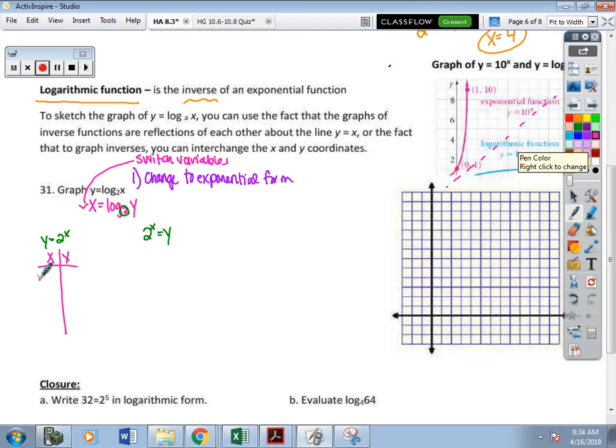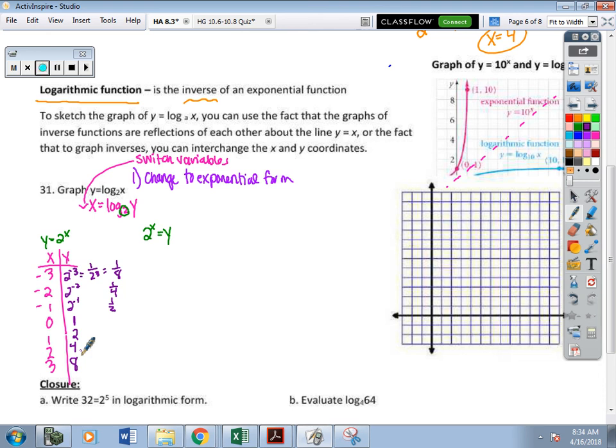So again, let's pick some values like -3, -2, -1, 0, 1, 2, and 3. Just to get a good idea of what's going on. We probably did this one last week anyways. So 2 to the -3rd will become 1 over 2 to the +3rd, which will equal 1/8. 2 to the -2nd will be 1/4. 2 to the -1st will be 1/2. 2 to the 0 is 1. And then we'll just get 2, 4, and 8.